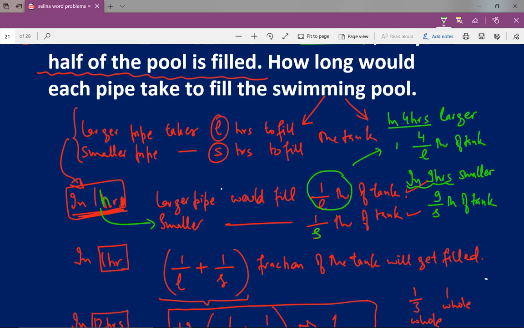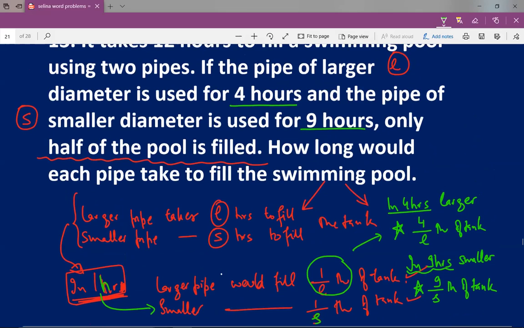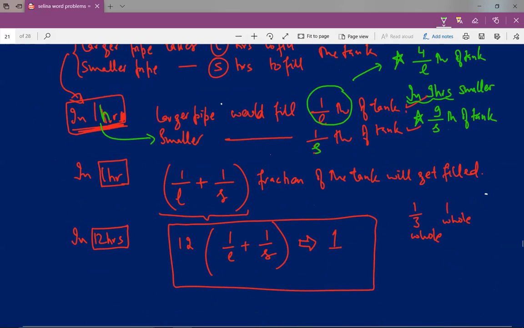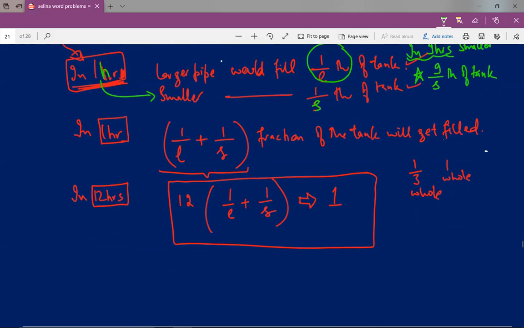Now, if I add this and I add this, how much tank would get filled? See here, only half of the pool is filled. So the second equation that I will get is 4 by 11 plus 9 upon S is equal to what fraction? Is equal to half fraction. Here it was full tank. That is why we had taken 1. Here it is half tank.